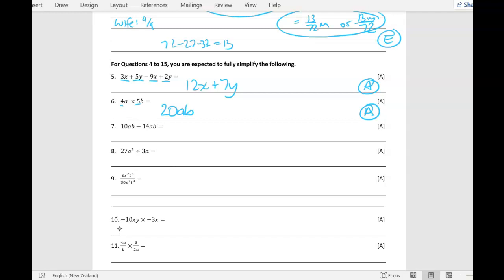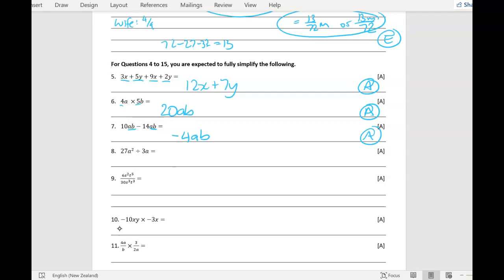So we've got 10ab minus 14ab. The letters are the same. Both of them are ab's, so they are like terms. We can go ahead and subtract that. 10 minus 14 is negative 4. So that's going to be negative 4ab. And probably on the trickier side, but there we go. Got given an achieve mark for that.